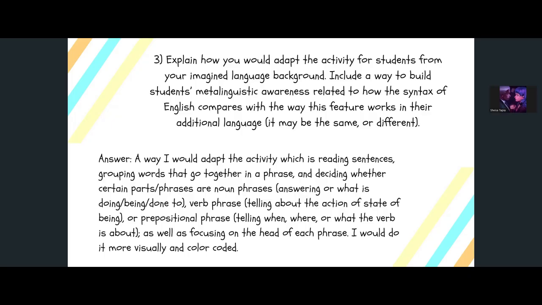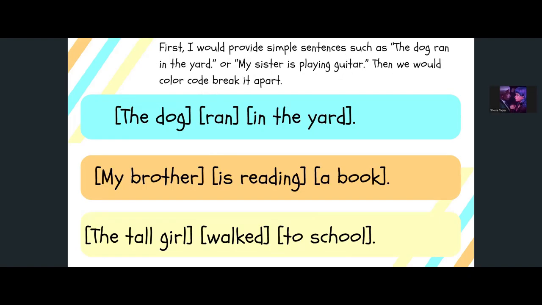So in the chapter, it talks about how you can read the sentences and then have students do it where they're identifying themselves, but I always like to make it more visual, more hands-on, in color code, just so they can visualize it a little bit better instead of just reading the sentence, doing it, and then just moving on. So first, I always start with the basics.